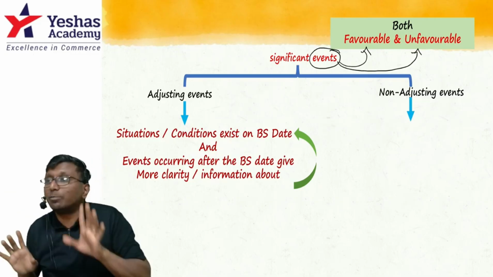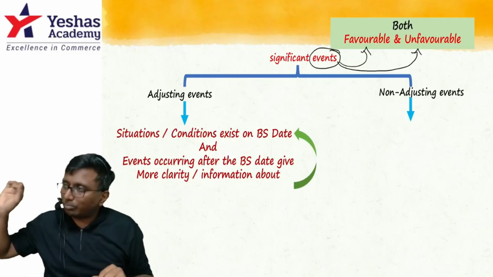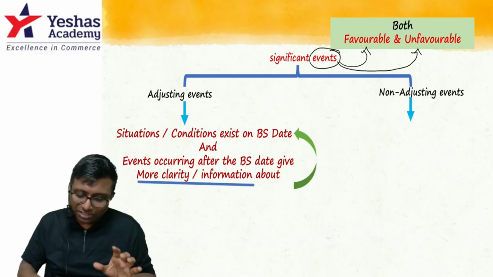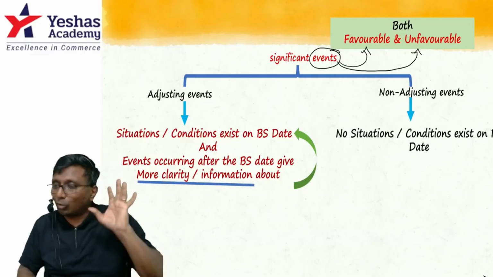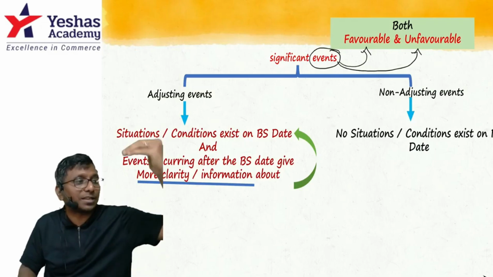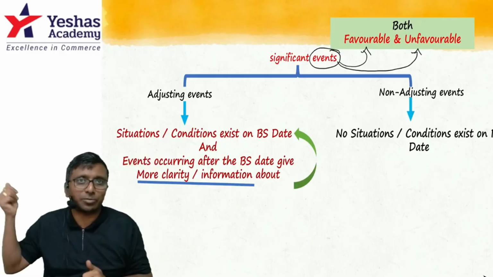This is very, very important. Suddenly some doubts will come in the exam hall, so make it very clear when you're writing it. This is giving more information or more clarity about situations or conditions which were already there on 31st March. That's the first point.